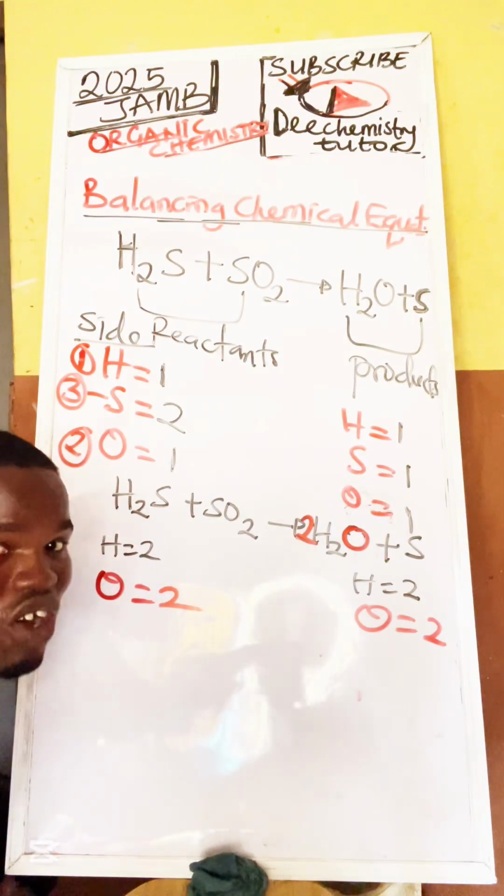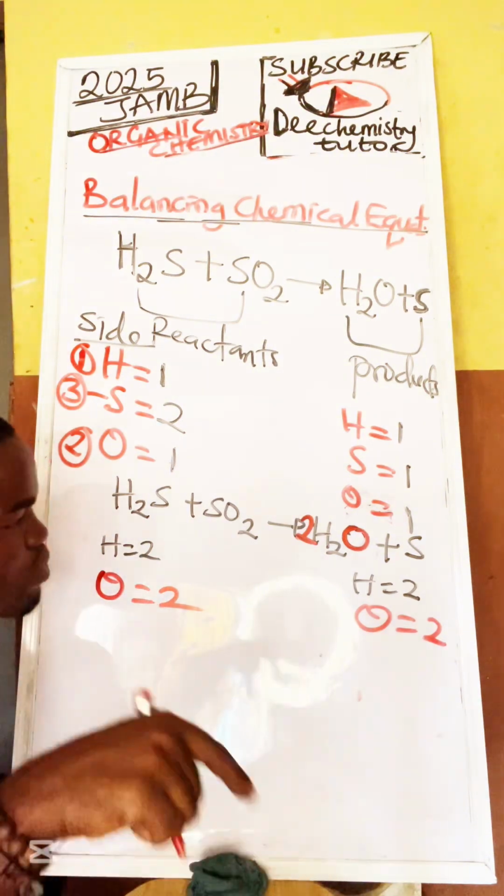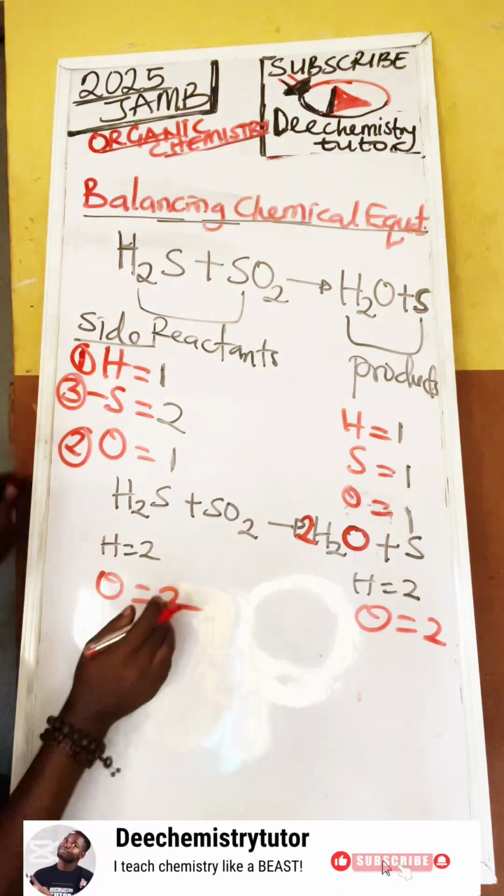What is the law? Drop it in the comment section so that other people can see it. Law of what? Conservation of mass. Drop it now. Type it. Law of conservation of mass is a JAMB question. That's what balancing of equation is.